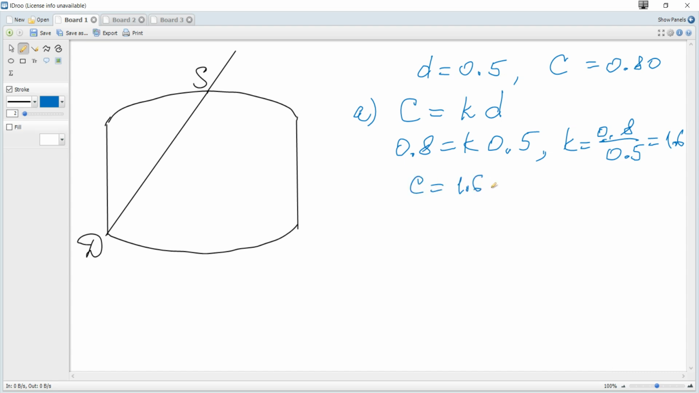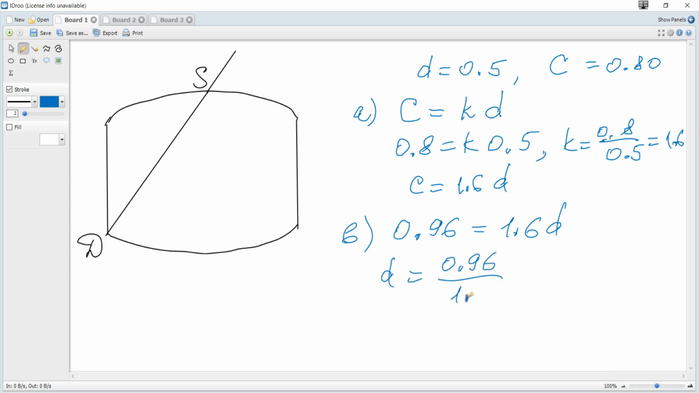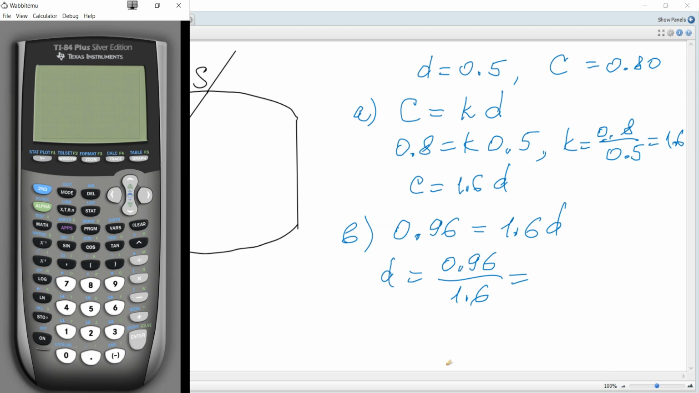Hence C is 1.6 D. A particular barrel of wine costs 0.96 gulden. Question B: show that D is 0.6. So it is given that C is 0.96, and substituting it for C into our equation, we need to find D. D is 0.96 divided by 1.6, and just using a calculator, you can see that it's 0.6 as required.